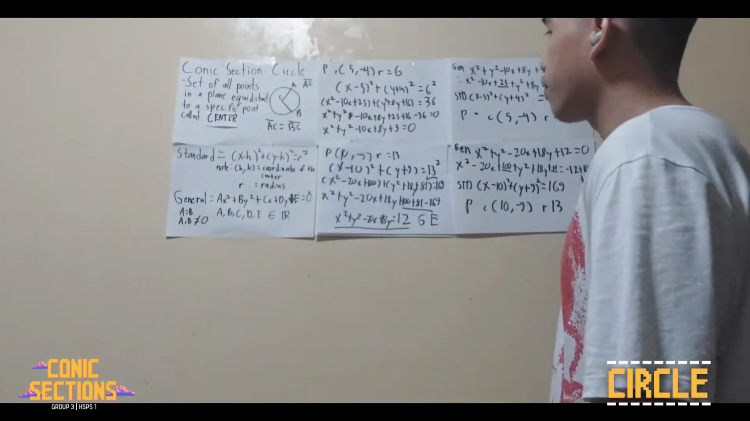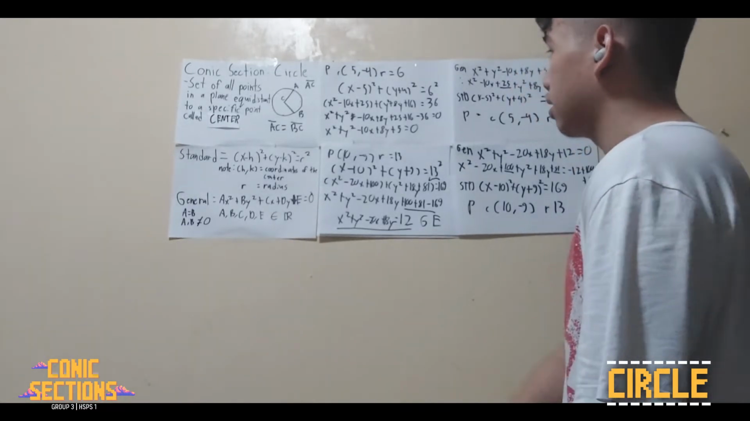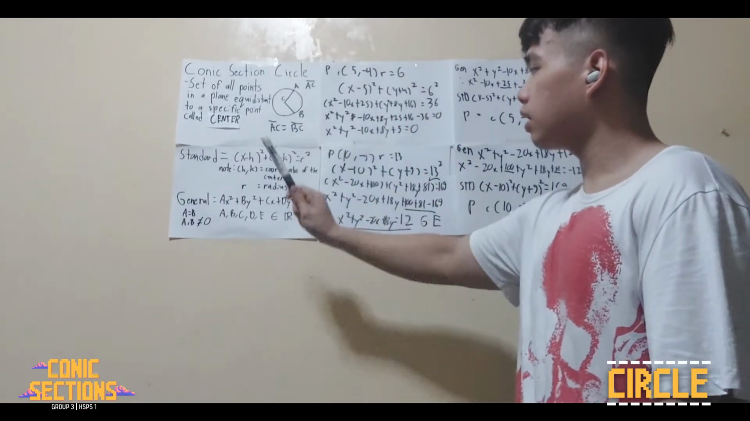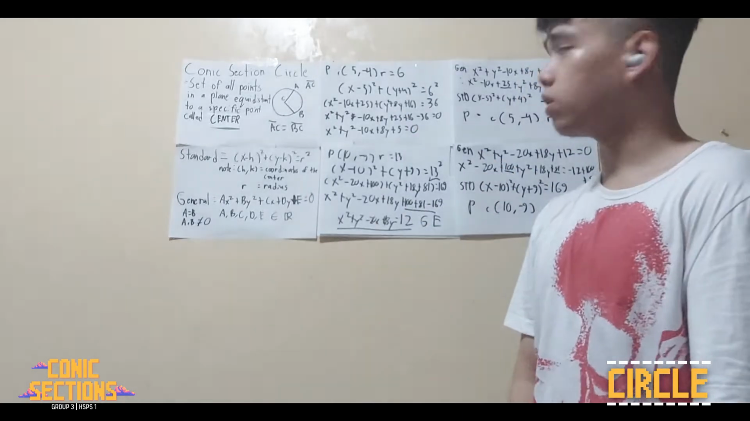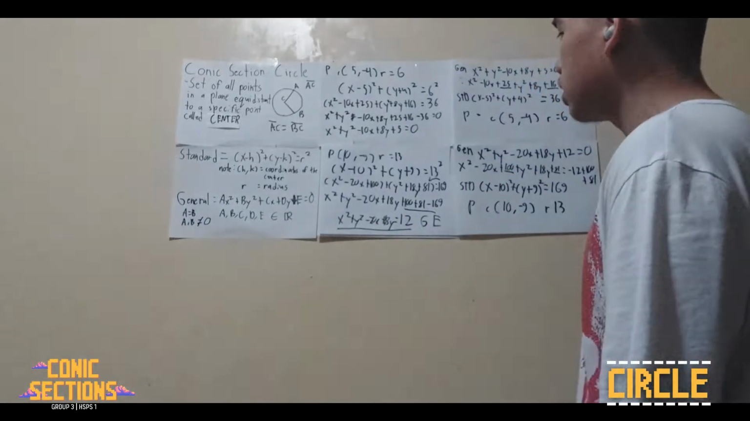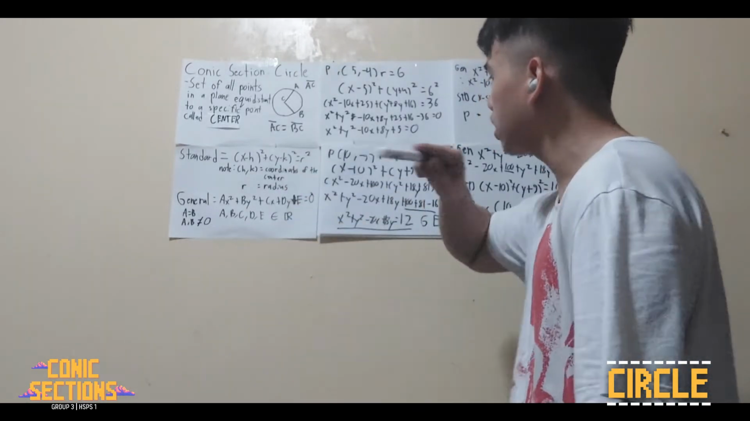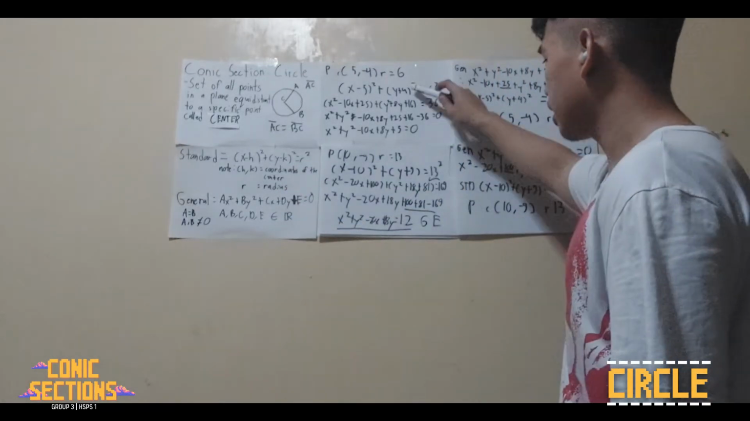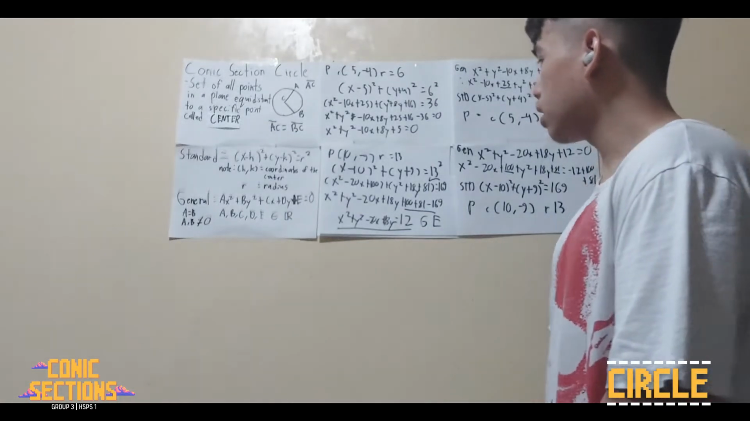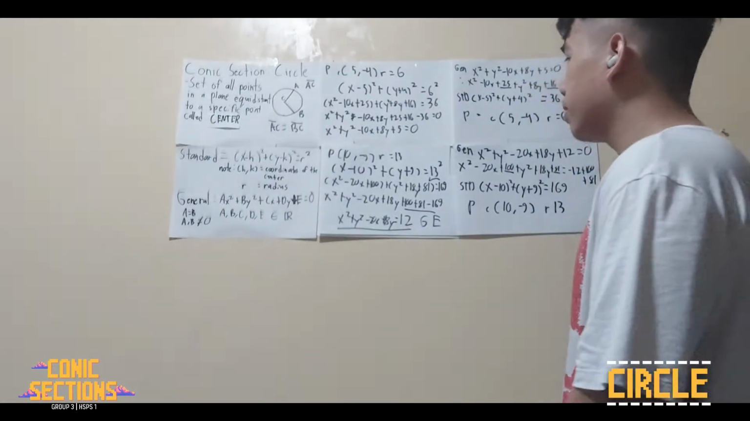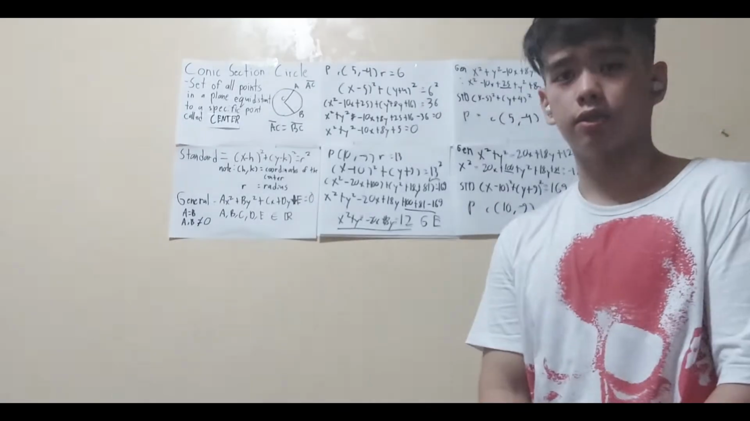And that is it for the conic section circle and how to get the standard equation, the general equation, and most importantly, its properties. So there is all you need to know. Just remember these equations and formulas, and you would be able to get anything you need when it comes to circle. And thank you for watching, and we would be moving on to the next conic section.